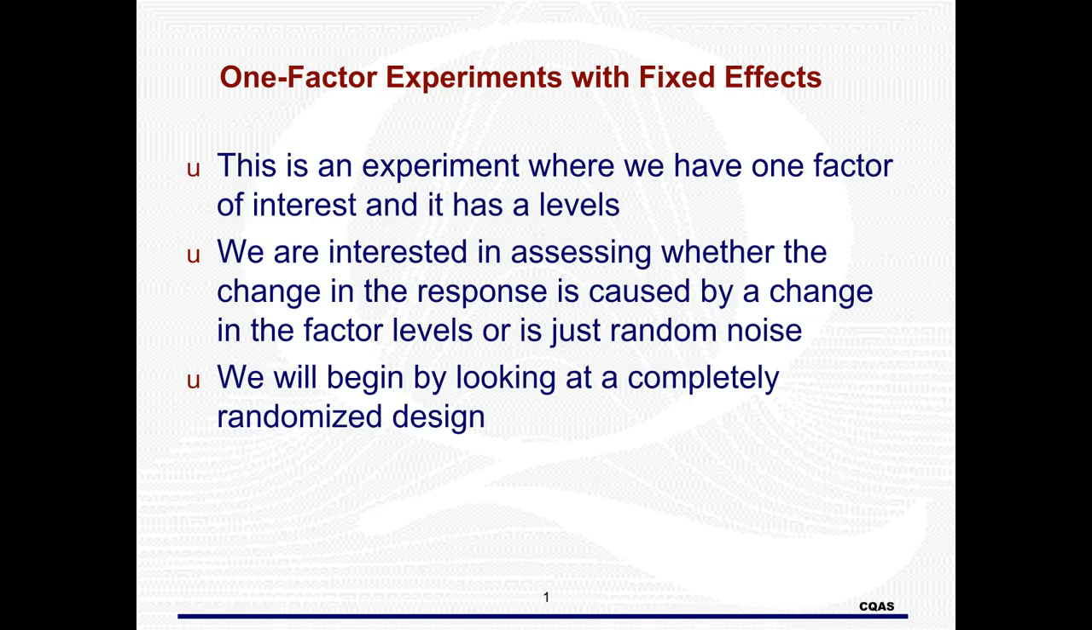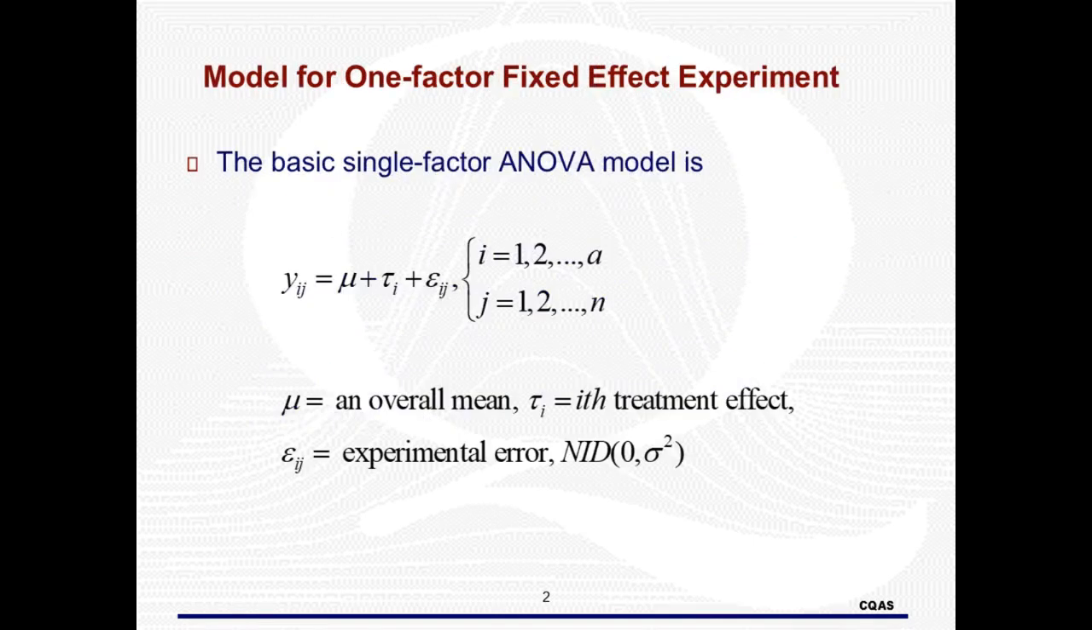This is the most basic experiment. If A equals 2, we would use a two-sample t-test to see if changing the factor level significantly changes the response. For this section, we will assume that A is greater than 2. By assuming this, we will fit an ANOVA model. Notice here that we assume that the errors are independent and identically distributed normal with mean 0 and variance sigma square. In the next lecture, we will talk about how to check these assumptions.